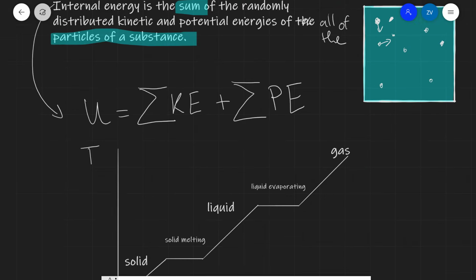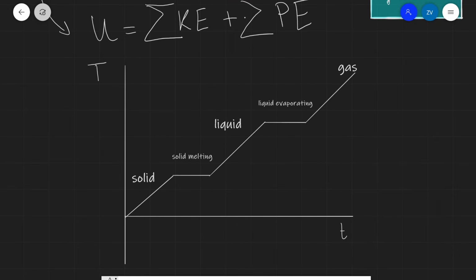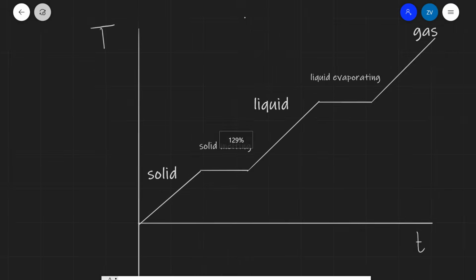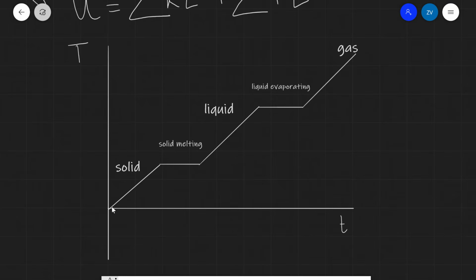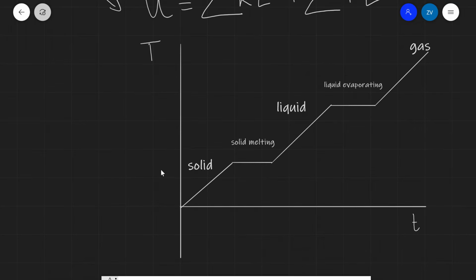Now let's have a look at a very, very important graph in physics. For instance, if we had a piece of ice and we started heating this up, it will go through some very similar temperature changes. First off, we're going to be in the solid phase. At this stage, the temperature of the ice is simply increasing. Because the temperature is increasing in this region over here, the kinetic energy is also increasing. The potential energy increases, but by a very small amount.